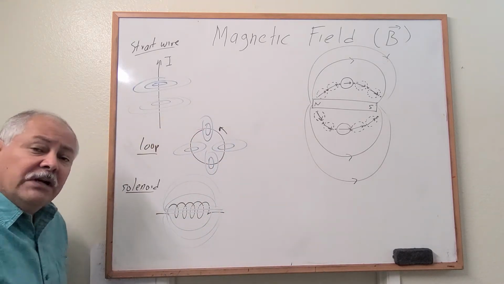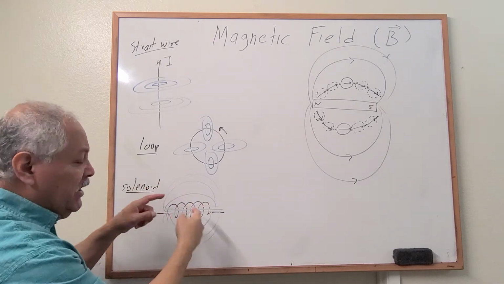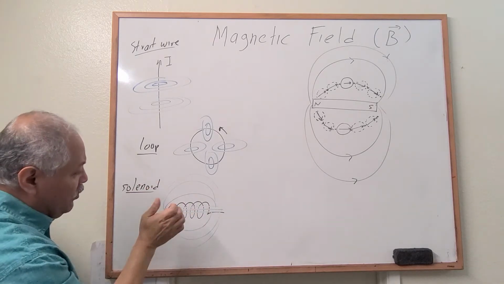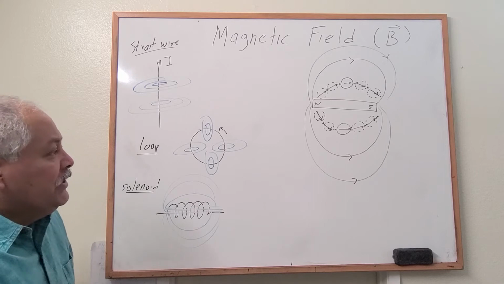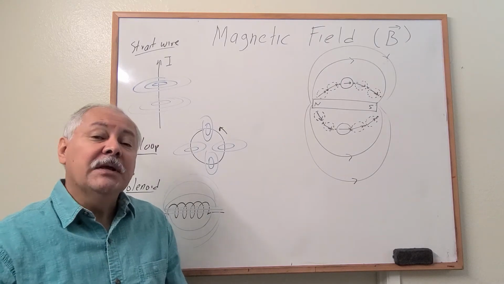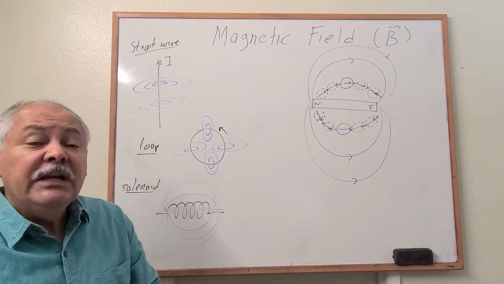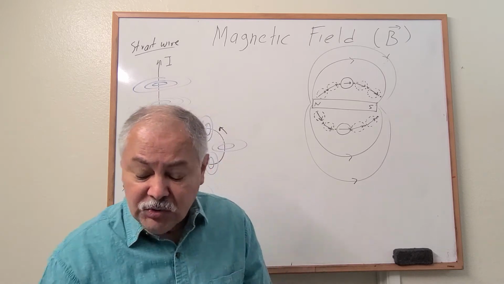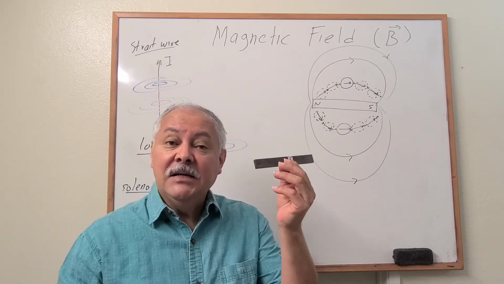Also, when we have a solenoid, with many loops together, the same thing. So we have the creation of the magnetic field because of current. Today, let's plot the magnetic field. To do that, let's use a magnet.